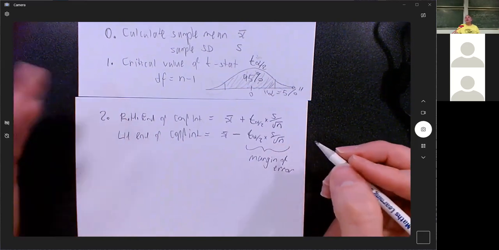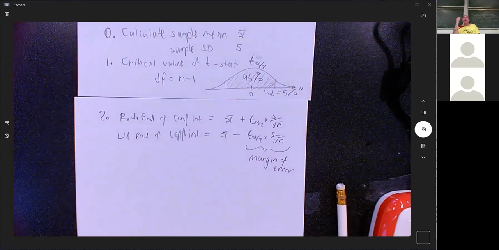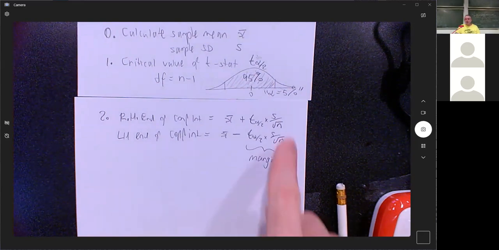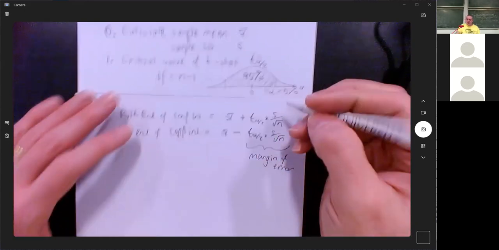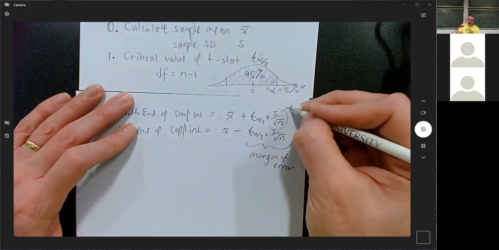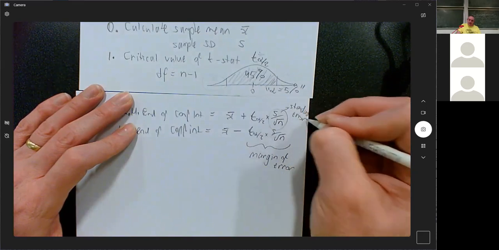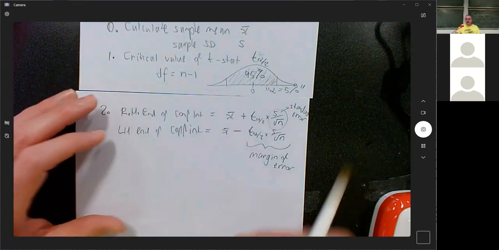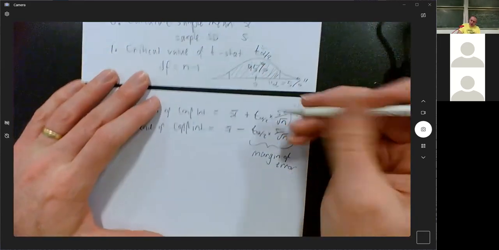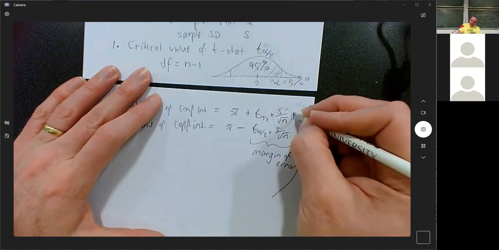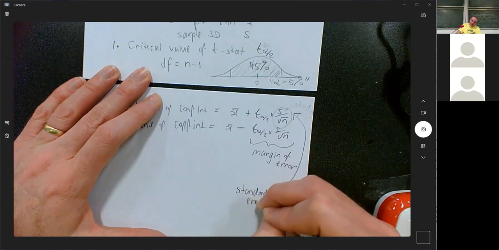If you ever hear that phrase, that's what it means. It may or may not be in your course, but that's this bit of the calculation here. That's what it's called. And that bit there is called the standard error. That thing there is called the standard error.